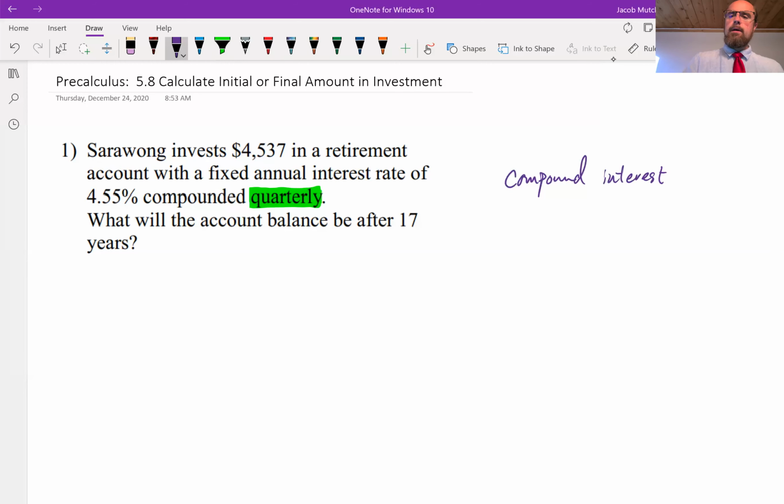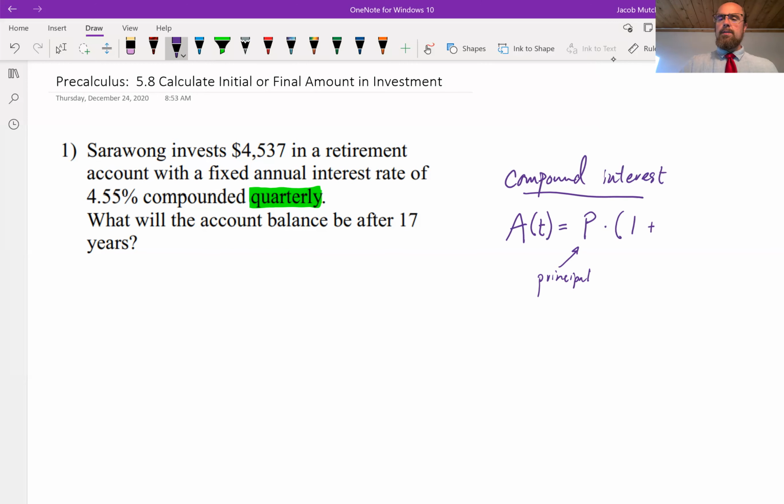So the future amount, really the answer we're looking for here, we're going to call A, and it's a function of time. So A of t equals the initial amount. So we're going to call that P for principal. And we've got to multiply that times the base. So the base, because it's a growth function, is going to be 1 plus some kind of decimal value.